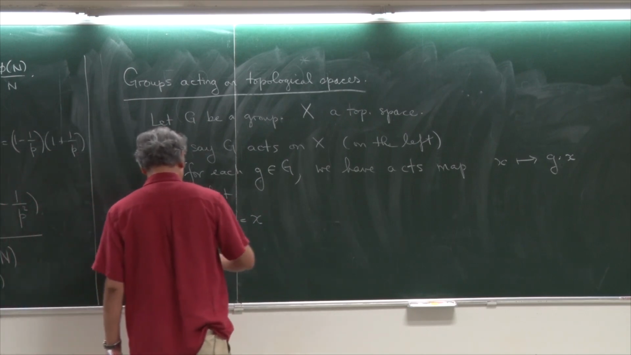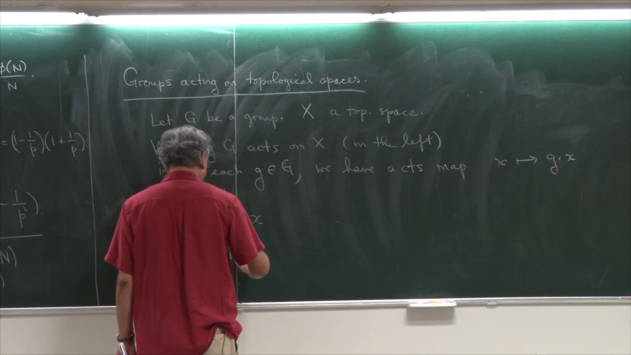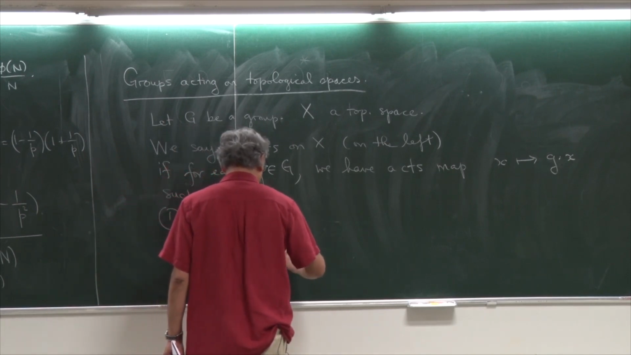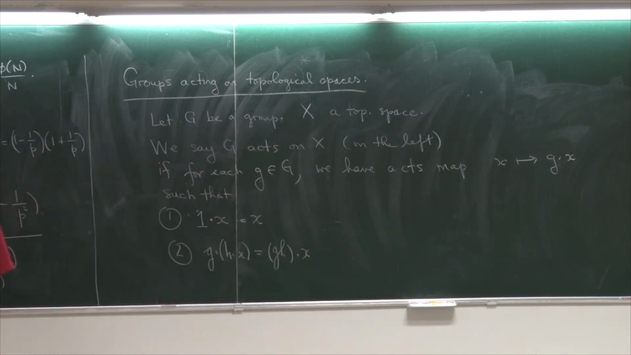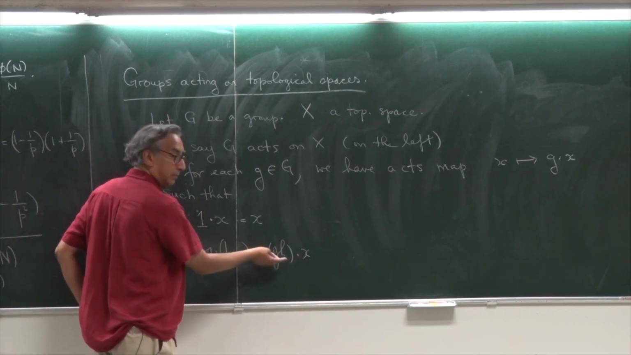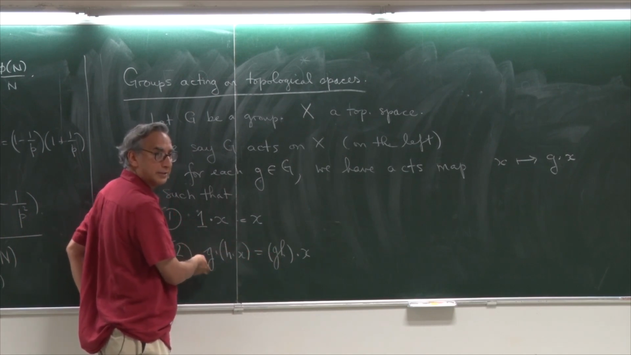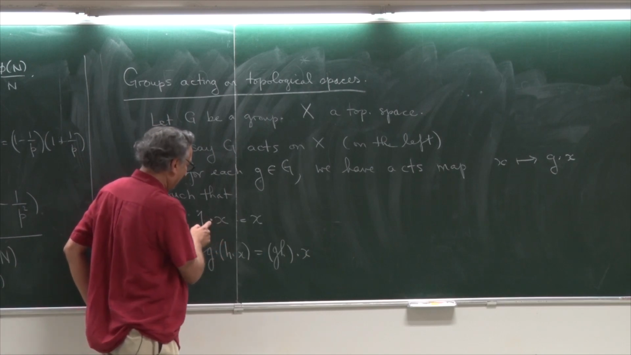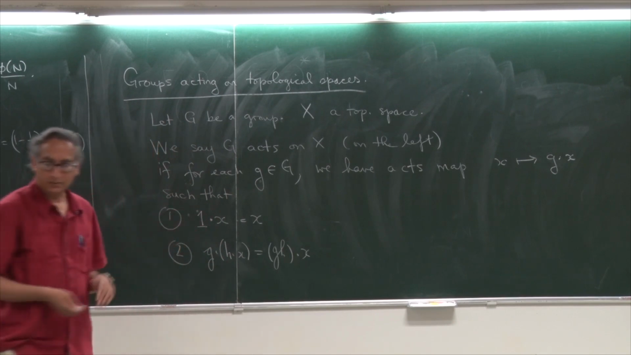Second, g acting on h acting on x is the same as gh acting on x. Hopefully you're not seeing these things for the first time, but in case you are, let me point out that this is not to be inferred as any multiplication in a group. This is not some associative law that I'm talking about. This is what I have to tell these undergraduates sometimes. So these are the two axioms for the action.